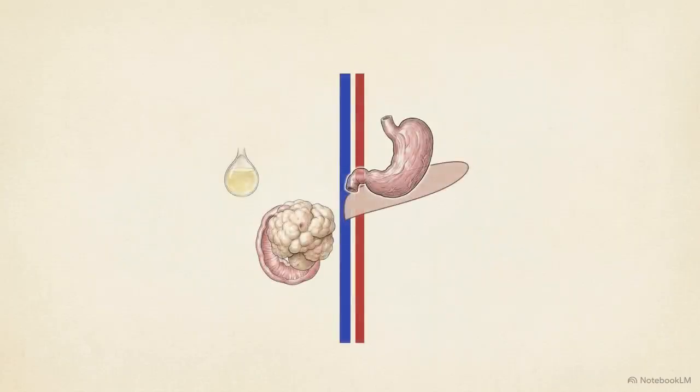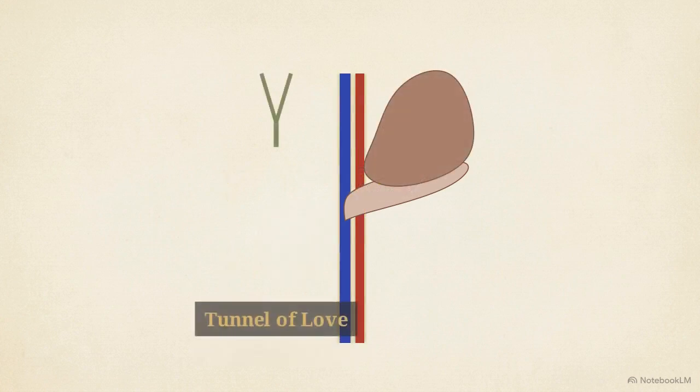Looking at this overhead map of the upper GI tract, we can see the exact anatomical components excised during a standard Whipple. The surgeon performs a cholecystectomy, transects the distal common bile duct, removes the stomach, and excises the pancreatic head along with the duodenum.